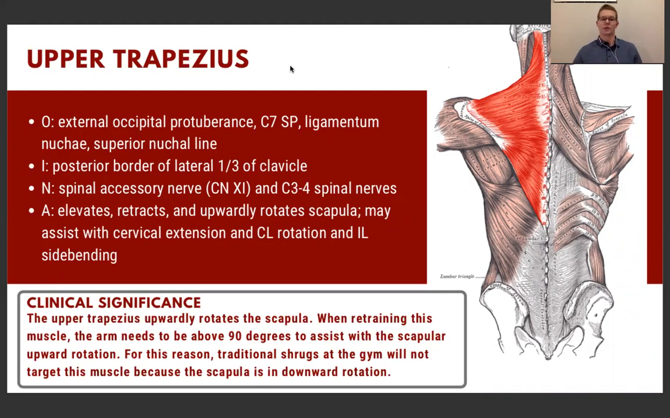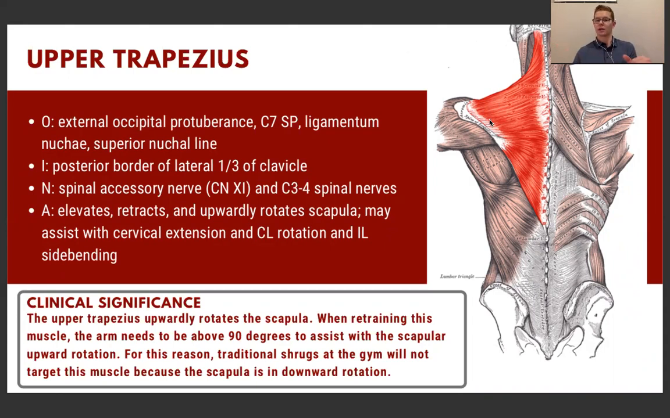First of all, the upper trapezius. It is one of the most commonly overused or dominant muscles for people who are experiencing shoulder or neck pain. This muscle comes from the external occipital protuberance, so you can see that it goes all the way up to the base of the head and then runs down to the C7 spinous process, the ligamentum nuchae, and then also the superior nuchal line. So that's all of the origin there.